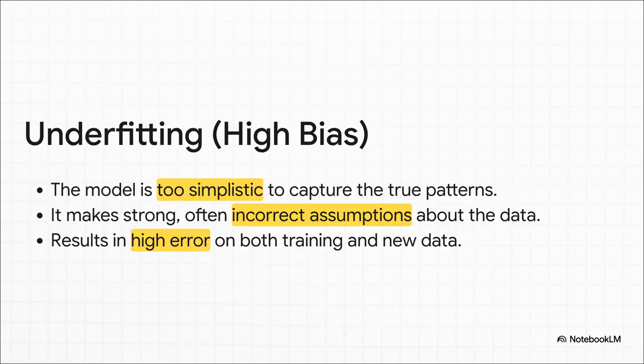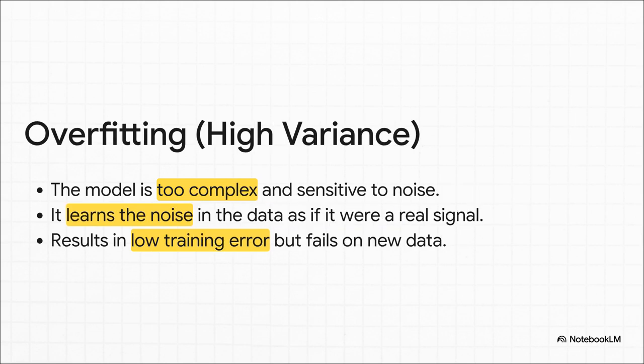So a model with high bias is what we call underfitting. Think about it like this. You've got data that clearly follows a curve, but you try to describe it with a perfectly straight line. Your model is just too simple. It's going to be wrong on the data you trained it on, and it's going to be just as wrong on any new data you show it. It just fails everywhere.